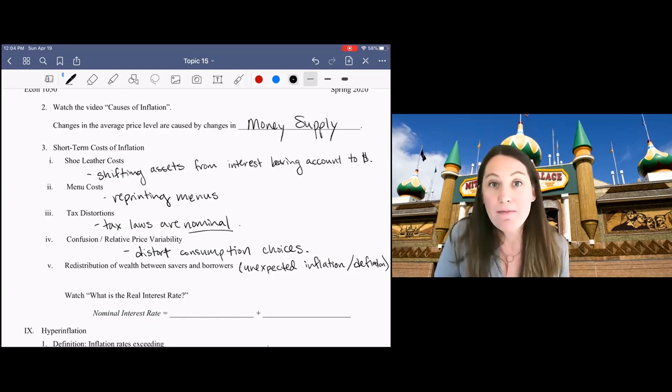We'll talk about hyperinflation, which, unlike these low moderate levels, which don't seem that bad, hyperinflation is a huge economic problem that will really lead to the collapse of an entire currency.